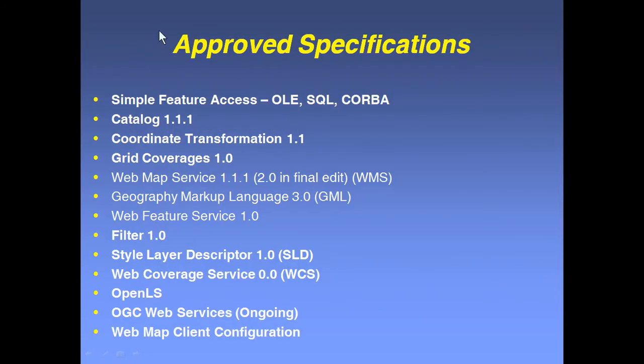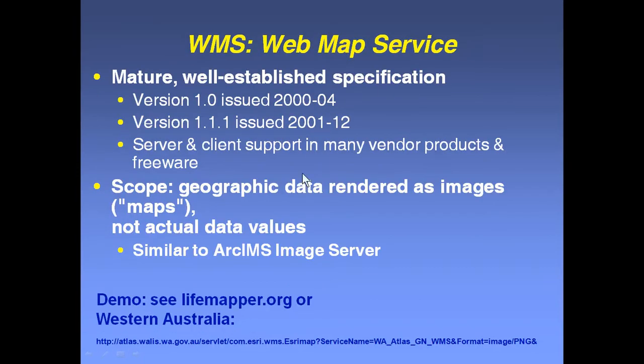What are the approved specifications which we are using and may use while dealing with web mapping or WebGIS? This is how I'm trying to amalgamate web mapping and the OGC approved specifications. These are simple feature access, OLE, SQL, CORBA, catalog and coordinate transformation, grid coverages, WCS, WFS, GML, SLD, style layer descriptor, OpenLS, and then the OGC web services, which we are talking about, and web map client configuration.